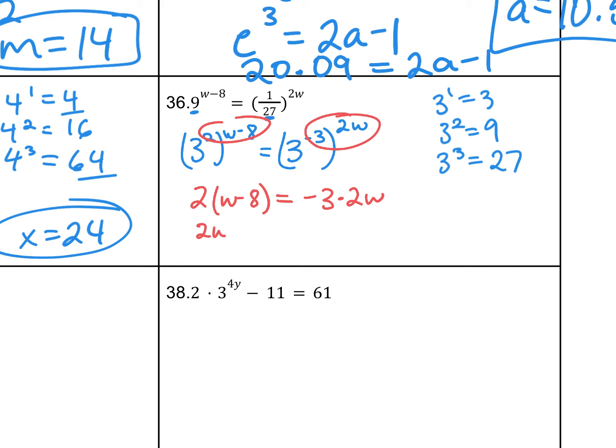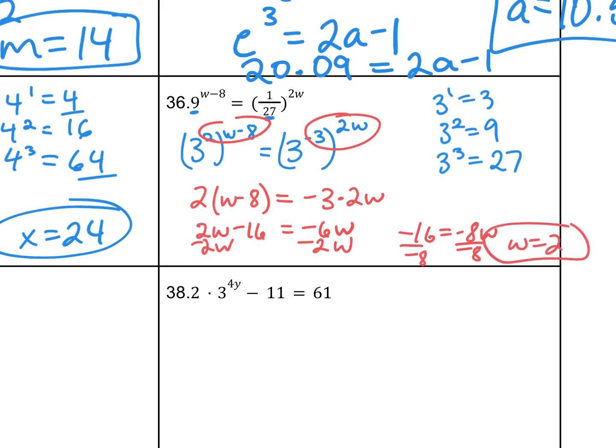So 2w minus 16 equals negative 6w. I want to go ahead and just subtract this 2w over. So I get negative 16 equals negative 8w, divide by negative 8, w equals 2. And go plug it back in. Looks like that one's going to work too.